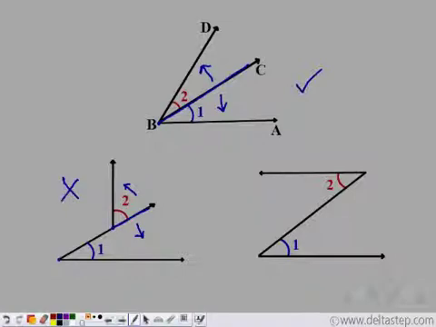In this case, the vertex of angle 1 is here. The vertex of angle 2 is here. So they do not have a common vertex. This is an arm of angle 2 and this is also an arm of angle 1. So they have a common arm and the non-common arms are on the opposite sides, but the vertex is not the same. So again, these two are not adjacent angles.